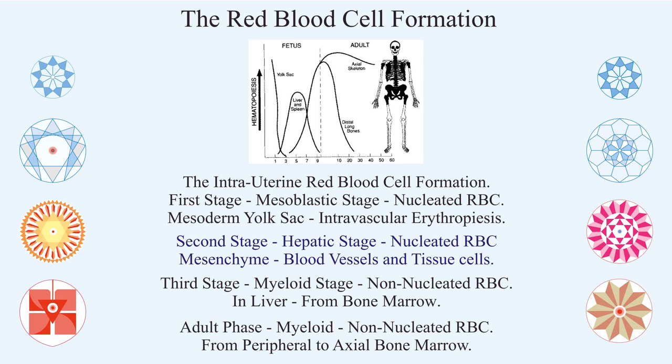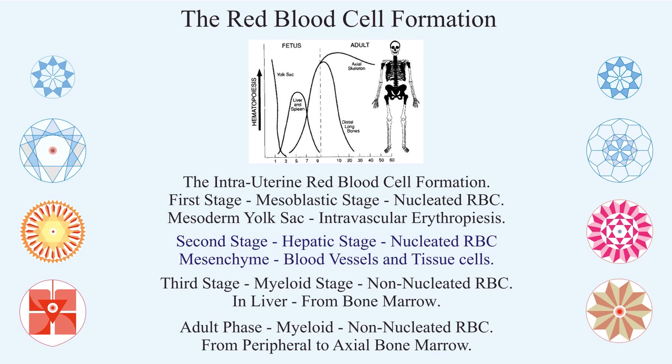Second stage, the hepatic stage, yolk sac is over. It also is a nucleated RBC. It's a mesenchyme, blood vessels and tissues in which red cells are formed. You can see in the picture very clearly liver and spleen right in the middle as the fetus is concerned. And by the time the child is born, this particular stage is over.